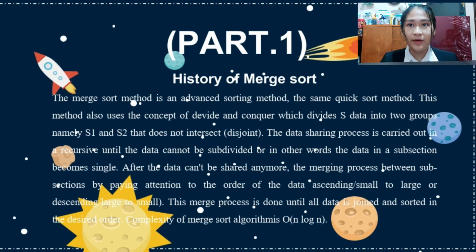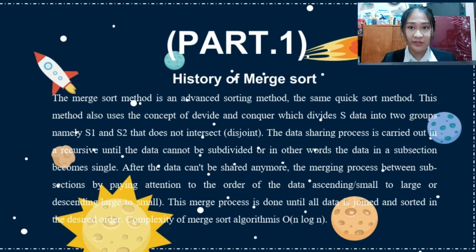First of all, we're going to talk about the history of merge sort. The merge sort method is an advanced sorting method, the same as the quick sort method. This method also uses the concept of divide and conquer, which divides the data into two groups, namely S1 and S2, that don't intersect. The data division process is carried out recursively until the data cannot be subdivided, or in other words, the data in each subsection becomes single.